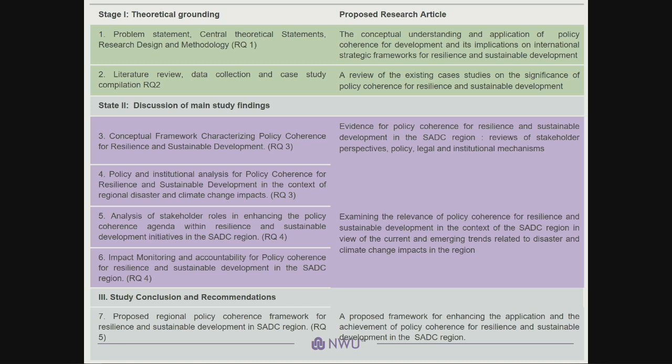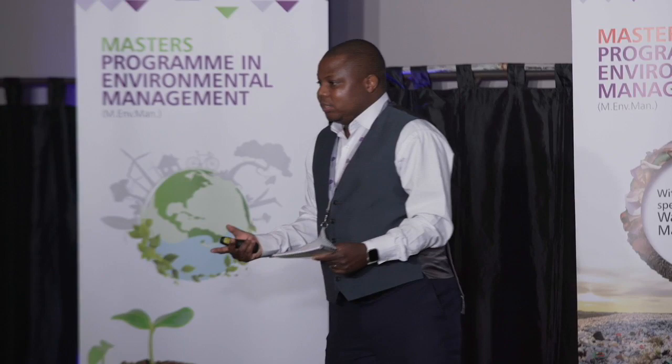The second stage of the research is looking at two critical papers. One is about establishing the evidence of policy coherence, sustainable development, and resilience. The second is about the relevance and applying this relevance, especially in the SADC region. And the last aspect of this research is to propose a framework, and hopefully governments in the SADC region and international organizations can start using this framework to harmonize the way they deliver development, to avoid what happened with the Millennium Development Goals, where there was less impact of the various policies that global partners and governments committed to. Thank you.